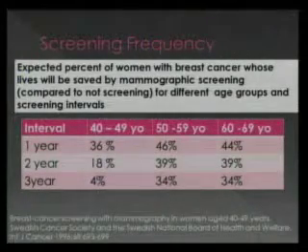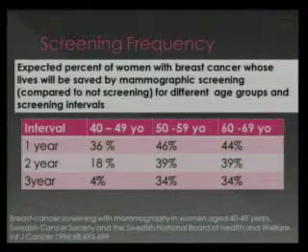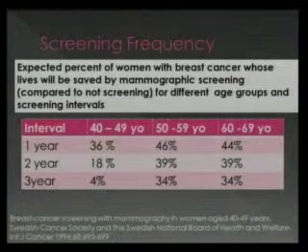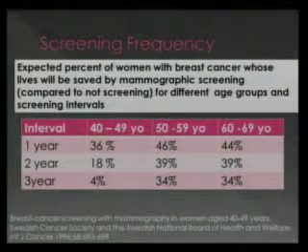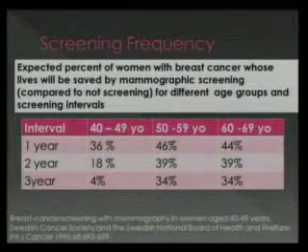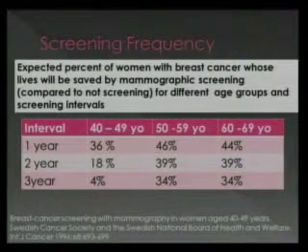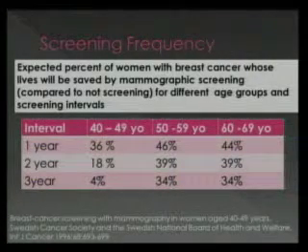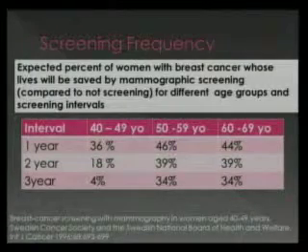What you'll notice is this huge difference between the 1 year, 2 year, and 3 year intervals for the 40 to 49 group versus the 50 to 59-year-olds and 60 to 69-year-olds. There's not as much of a dramatic decrease between the screening intervals. So what they found is that women who are diagnosed with breast cancer at this younger age have more aggressive cancers, and so it benefits them to have a screening every year.